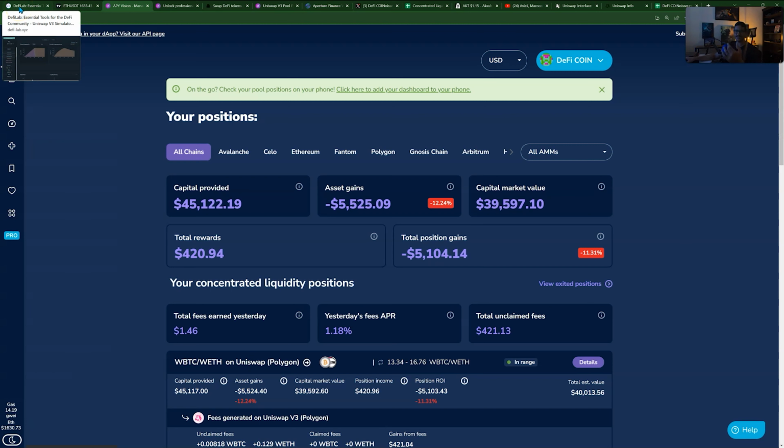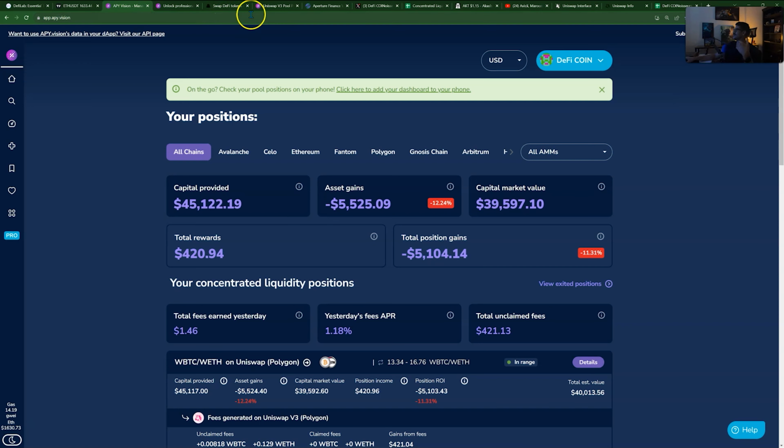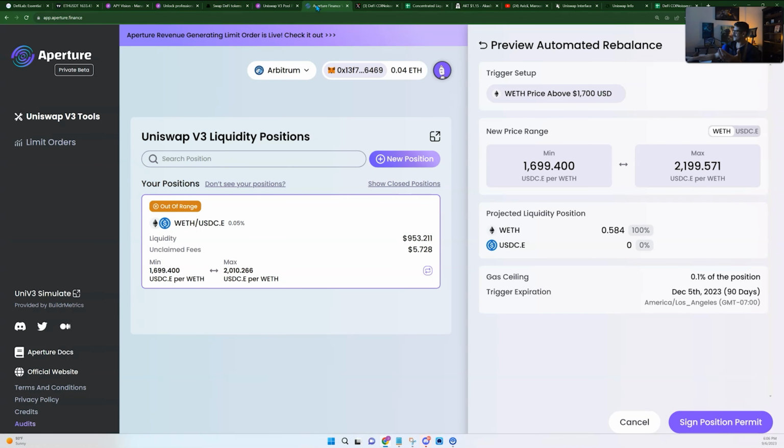That's a summary of the tools I use to set up my liquidity pools: DeFi Lab, APY Vision, and Aperture Finance. Aperture Finance is still in beta, so I'm not using it for my major liquidity pools, but I can't wait to use that one.